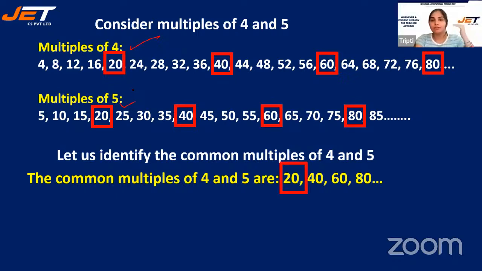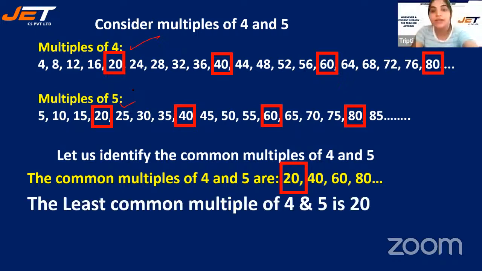And if I talk about the smallest common multiple, that is 20. How is it 20? Because that's the least from the list. So the smallest common multiple, or the least common multiple, which we also call LCM, is 20. LCM of 4 and 5 is 20.